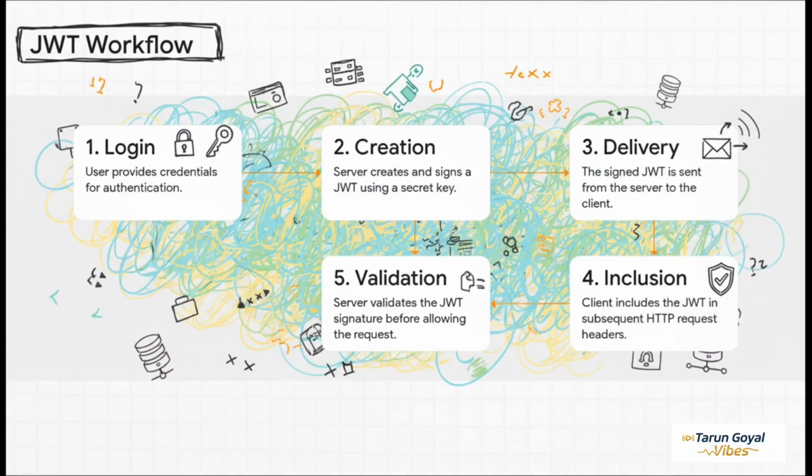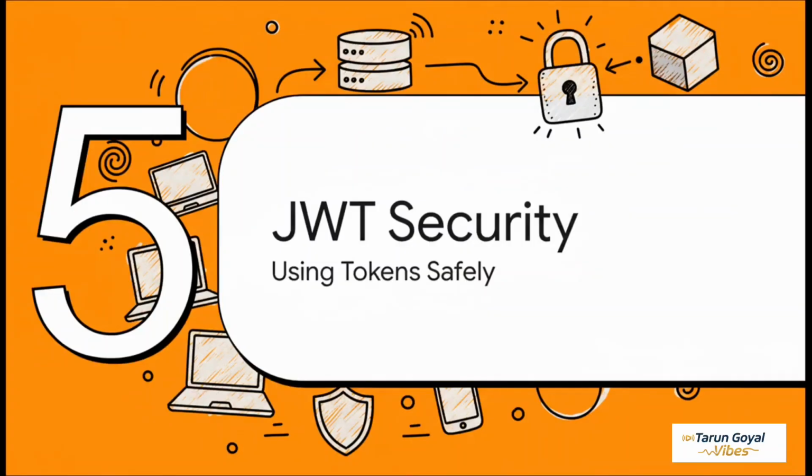So let's walk through the whole dance. Step 1. A user logs in with their username and password. Step 2. The server checks them out and, if they're legit, creates a brand new JWT with their info inside. Step 3. The server signs that token with its secret key and sends the whole thing back to the user's browser. Step 4. The browser stores this token and includes it with every single request it makes from now on. And finally, Step 5. The server gets a request, sees the token, checks the signature to make sure it's legit and hasn't been tampered with, and if everything checks out, it grants access. Done.